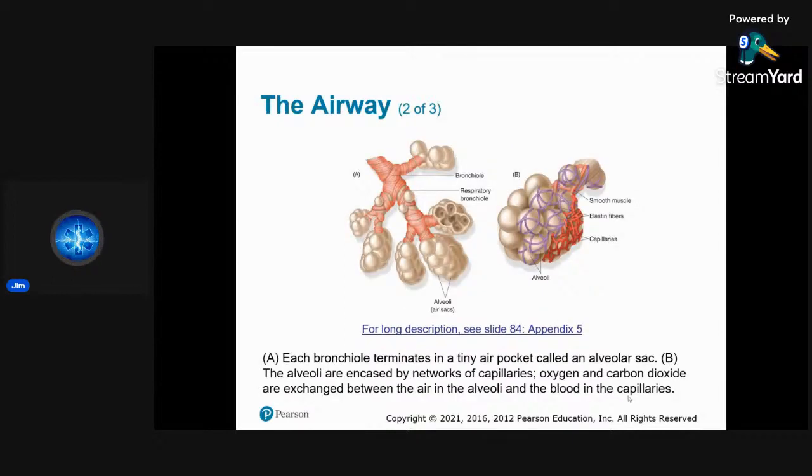And here's a picture of the alveoli. And as you can see on the right-hand side, it's got a good picture of the capillaries that wrap the alveoli and the elastin fiber, which allows this alveoli to expand without rupturing to a certain point.